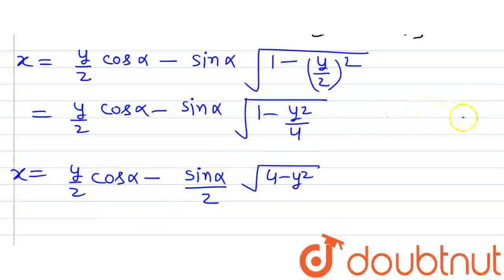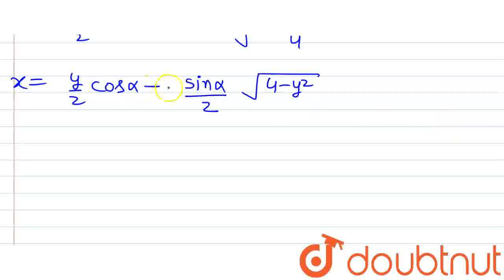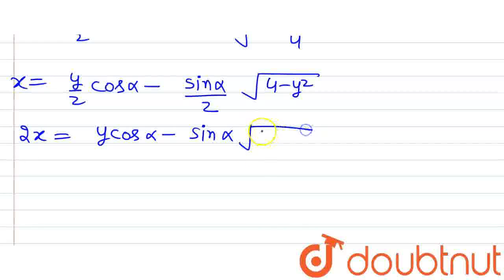Now this 2, because 2 is present on both sides, so when 2 is present in both of the denominators, when we take the LCM, we will get the LCM 2, which will go to the left hand side and will get multiplied by x. So we'll have 2x is equal to y cos alpha minus sin alpha under root 4 minus y square.